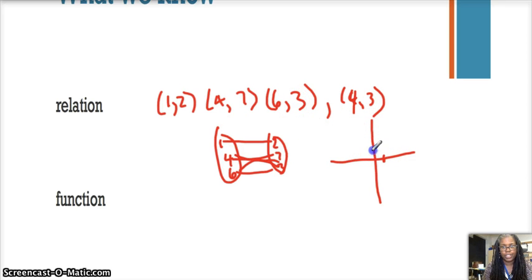So I have 1, 2. That represents this point. 4, 7. 1, 2, 3, 4. 1, 2, 3, 4, 5. 1, 2, 3, 4, 5, 6, 7. You guys get the idea. You remember this. 6, 3 would be about here, and 4, 3 would be about here. So this represents 3 different ways that we show a relation.